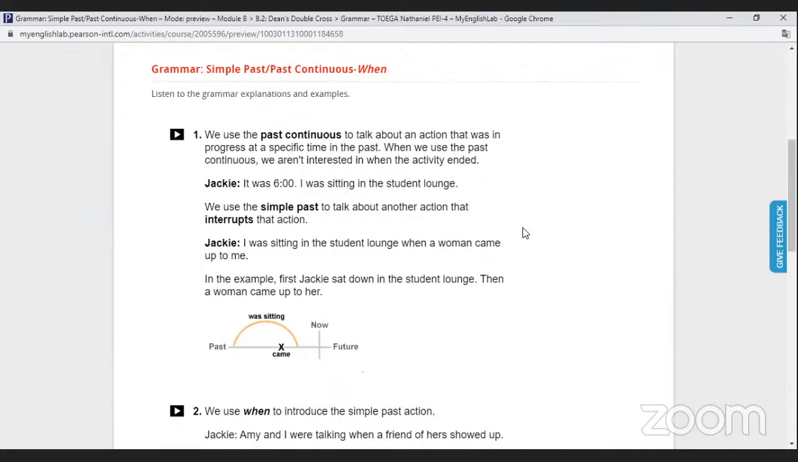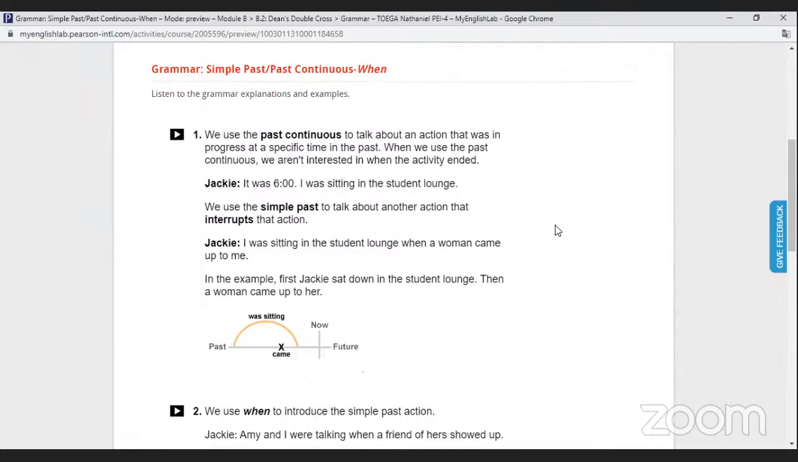Read the examples, please. Okay. It was 6 o'clock. I was sitting in the student lounge. We use the simple past to talk about another action that interrupts that action. I was sitting in the student's lounge when a woman came to me. In the example, first Jackie sat down in the student's lounge. Then a woman came up to her.